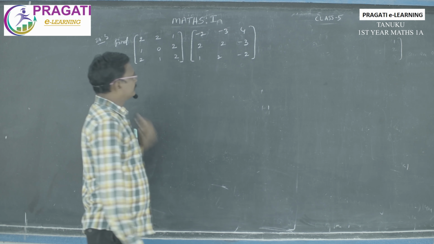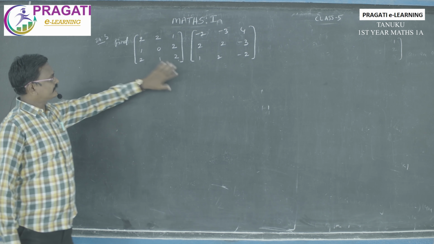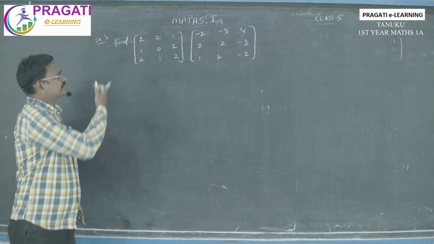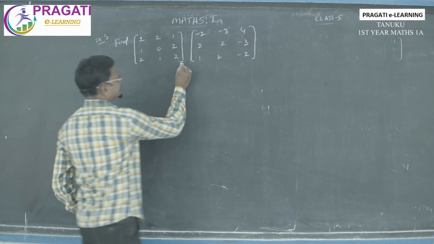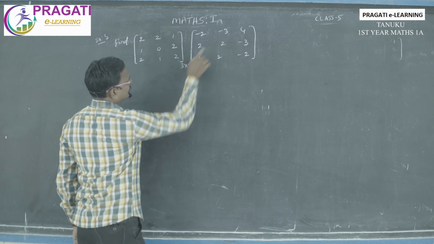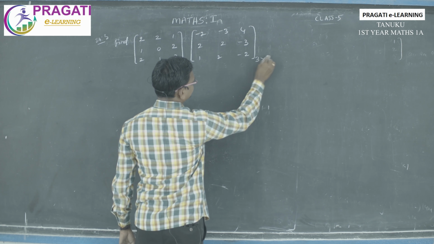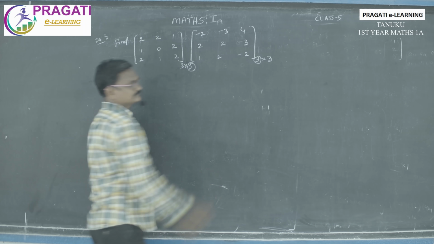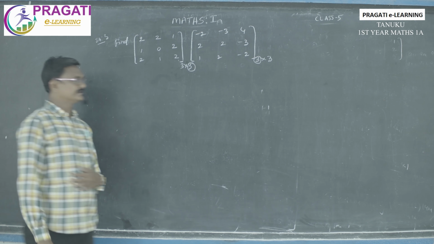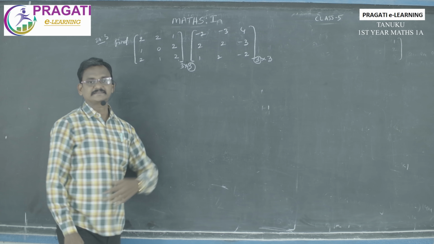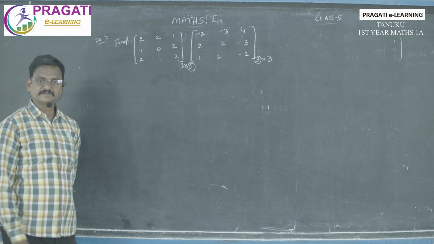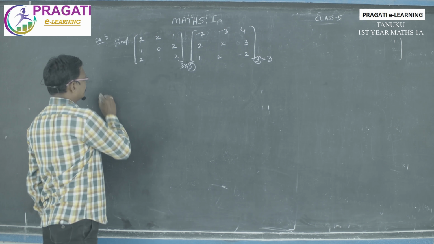Okay. The next problem is to find one matrix into another matrix. So what is the order of the first matrix? 3 by 3. And the order of the second matrix is 3 by 3. So is it possible or not? It is possible. The order of the final matrix, we can notice, is 3 by 3. Now let us start the process.